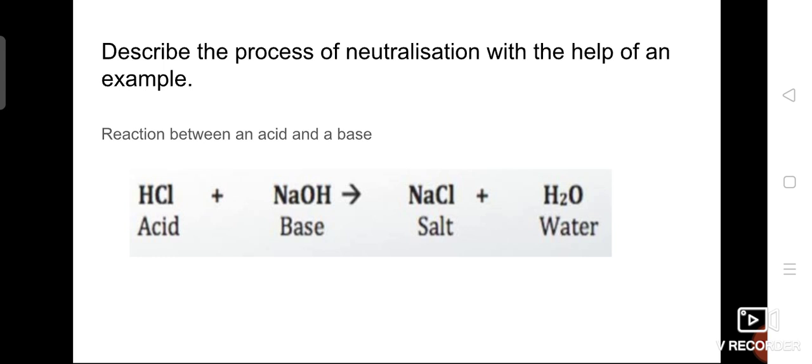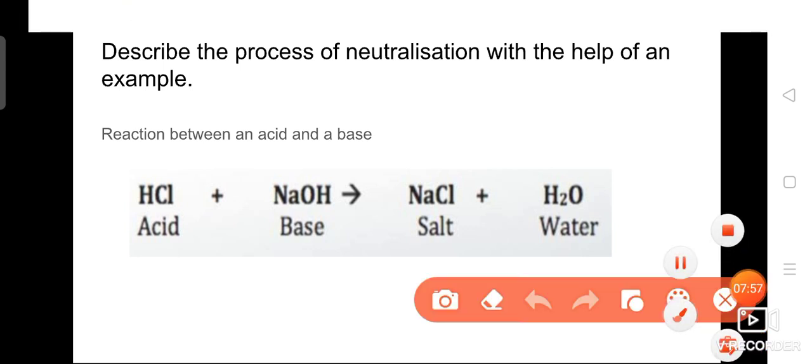During neutralization, salt will be formed along with water. For example, HCl, hydrochloric acid, plus NaOH, sodium hydroxide. HCl is an acid, NaOH is a base. When acid and base react with each other, both their activity will be neutralized. So at that time, what will be formed? Salt. Here NaCl is the salt.